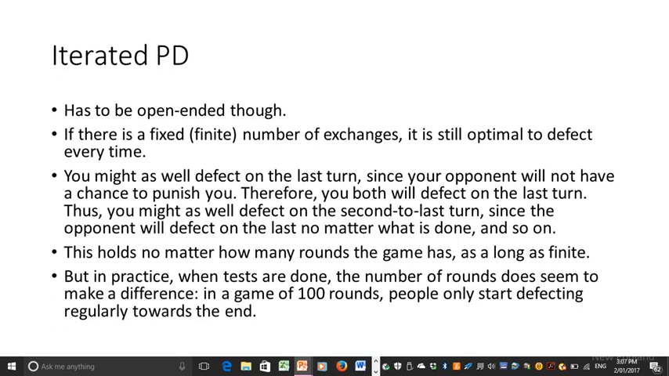Well, the last turn, you know that you're both going to defect. And whatever happens in the second last turn, on the last turn you're both going to defect. And so you may as well defect on the second last turn as well, because again there'll be no chance for you to be punished if you defect, because it's already established that you're both going to defect on the last turn. Okay, so you may as well defect on the second last turn as well, because the rational thing to do, whatever your opponent does, you ought to defect.